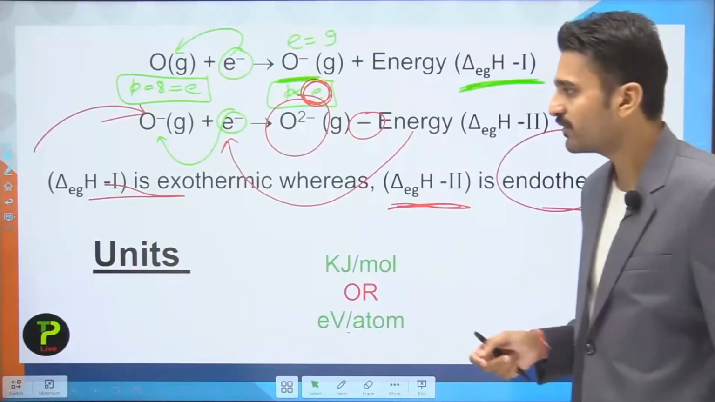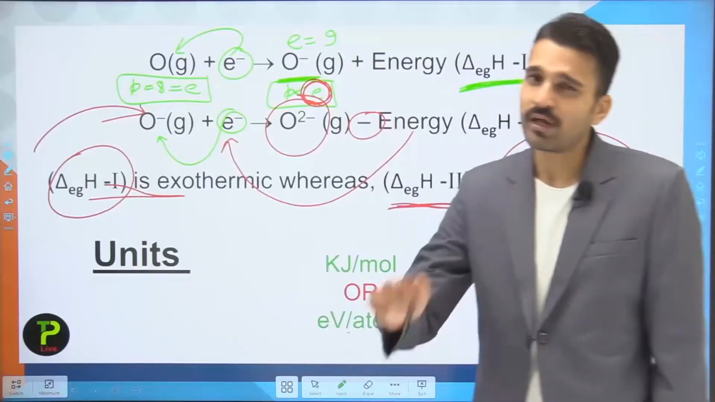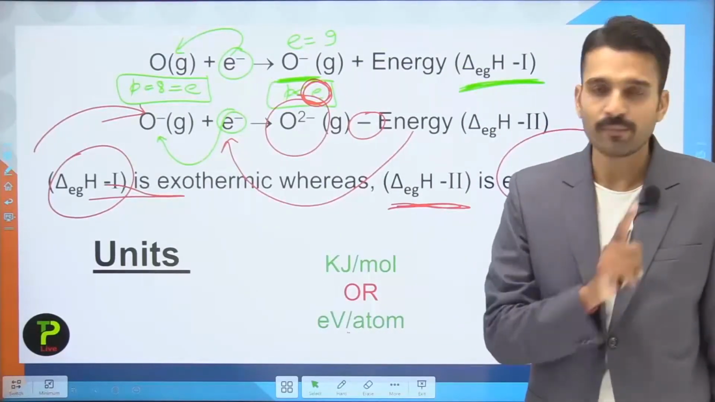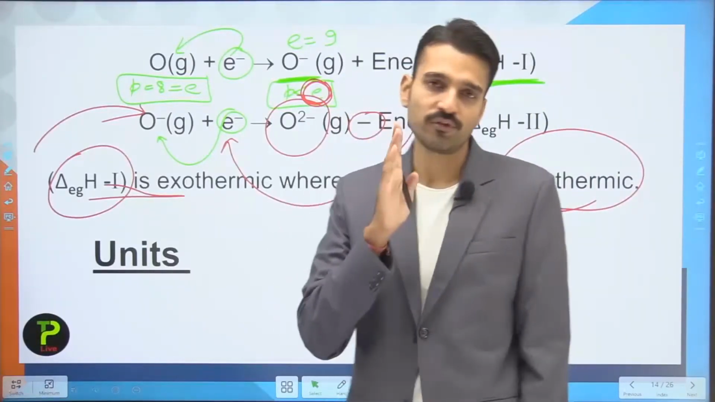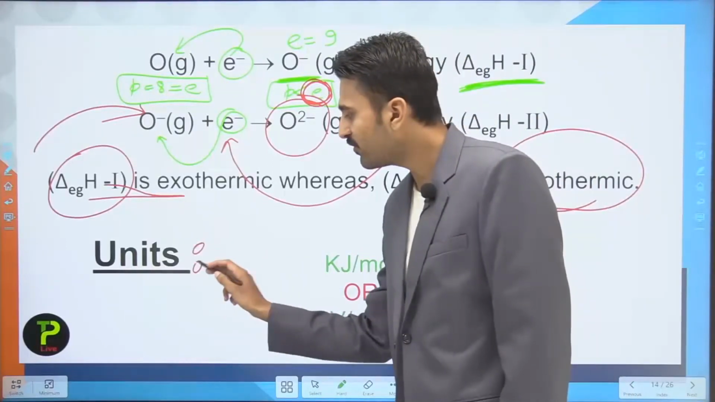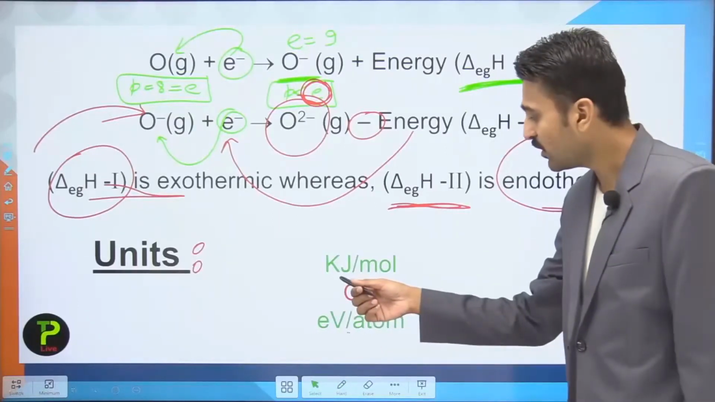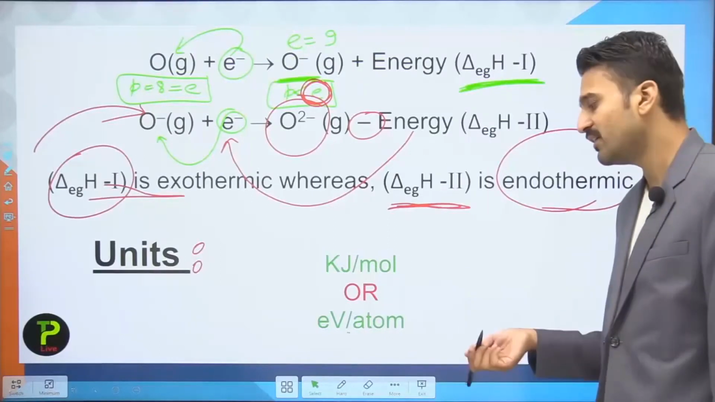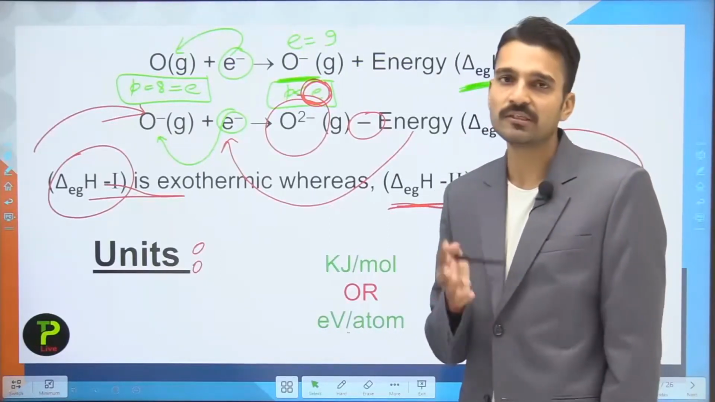So remember students, delta Eg1 for any element could either be positive or negative depending upon the nature of the element, while the successive electron gain enthalpies are always positive. So moving on to the units of electron gain enthalpy. Here you see it is kilojoules per mole, or you can use electron volt per atom, same as in the case of ionization energy.